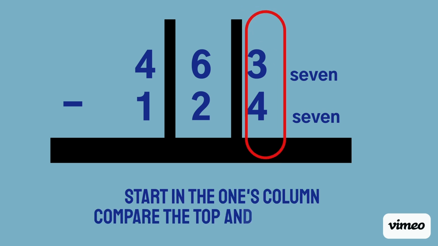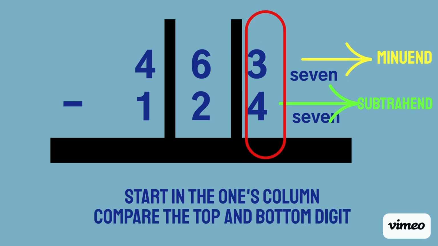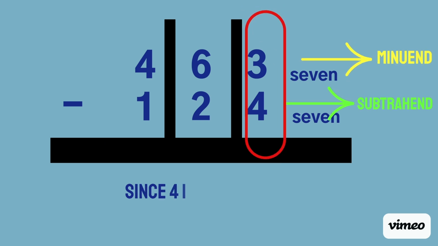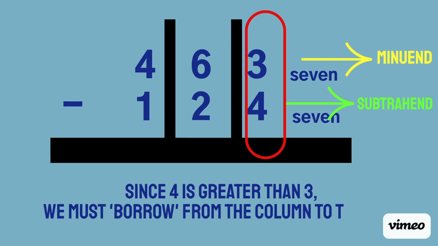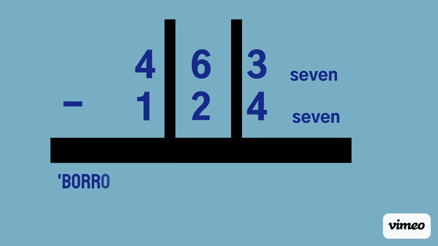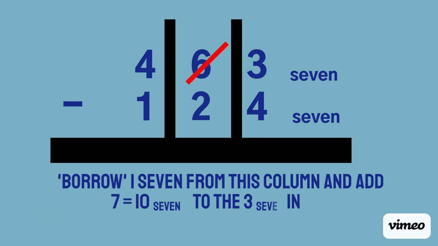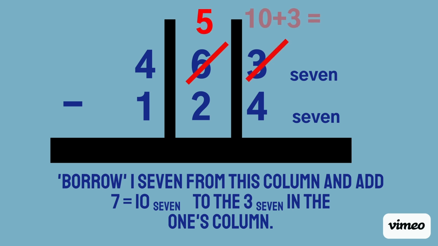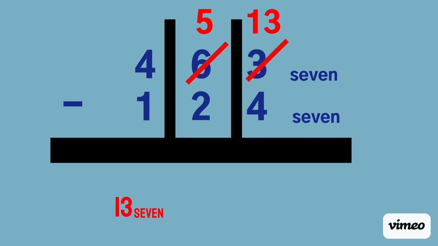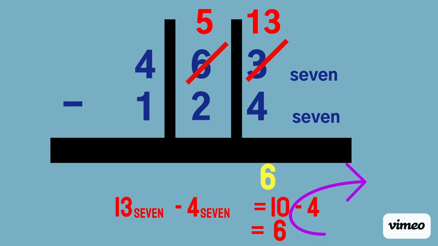Start in the ones column, compare the top and bottom digit, the minuend and the subtrahend. Since 4 is greater than 3, we must borrow from the column to the left. We must borrow 1 seven from this column and add it to the ones column. 10 plus 3 is 13. 13 in base 7 minus 4 in base 7 gives us 6.